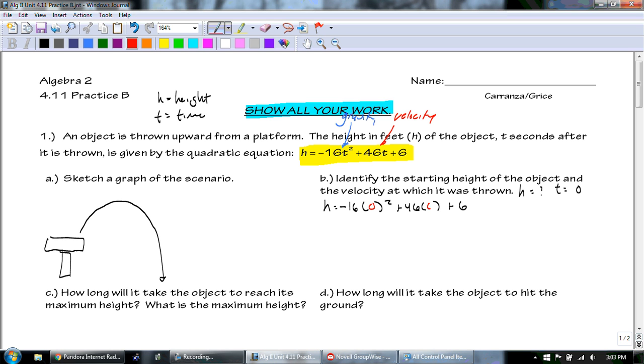Now, I really hope you're not plugging this into your calculator, because 0 squared is 0 times negative 16, which is 0. 46 times 0 is 0. So my height is 6. So I'm going to say height equals 6 feet. Now, the other thing they want to know is, what is the velocity? Well, the velocity, all I do is steal that from the equation, and it's 46. So my velocity is 46 feet per second.